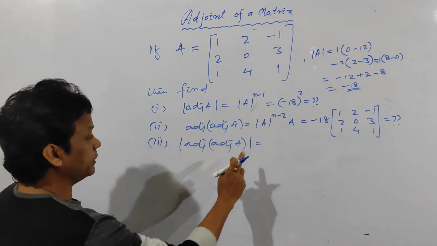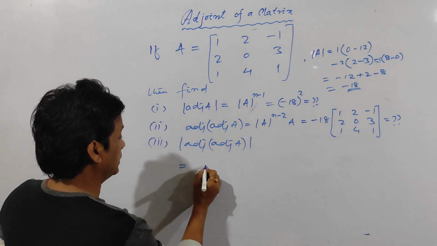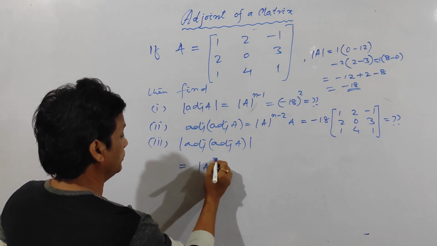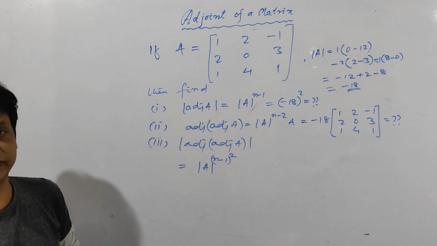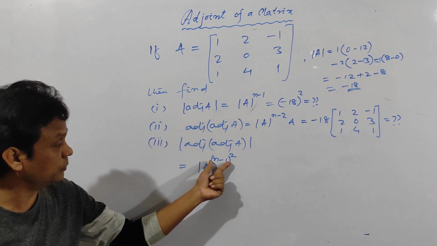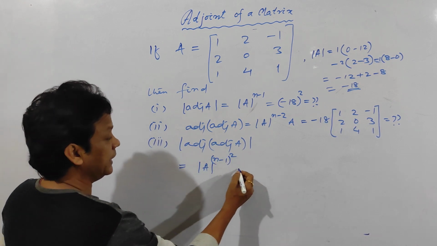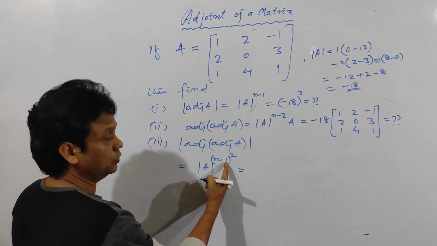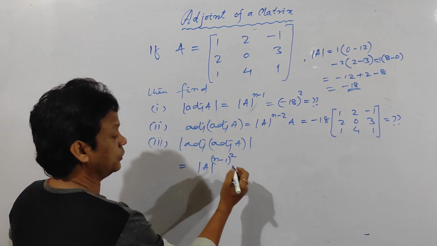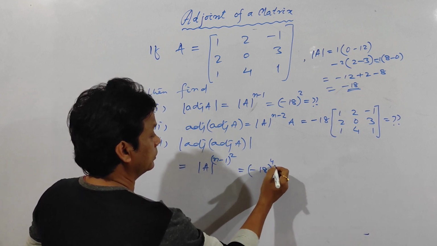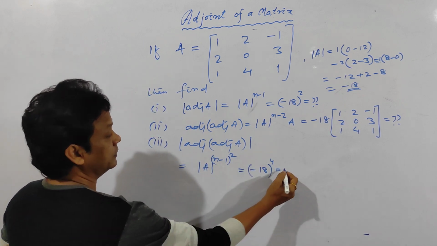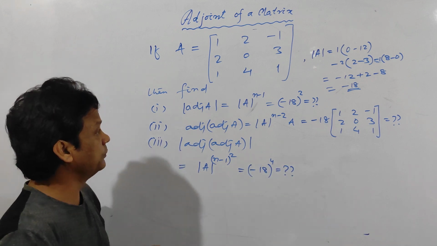Here, and this one is the third case, and the formula is determinant of adjoint of adjoint of A is determinant of A to the power (n minus 1) whole square. And here n is 3, 3 minus 1 is 2, 2 square is 4. So determinant is minus 18 to the power 4. So you will get the answer. Clear? Simply remember the formula.